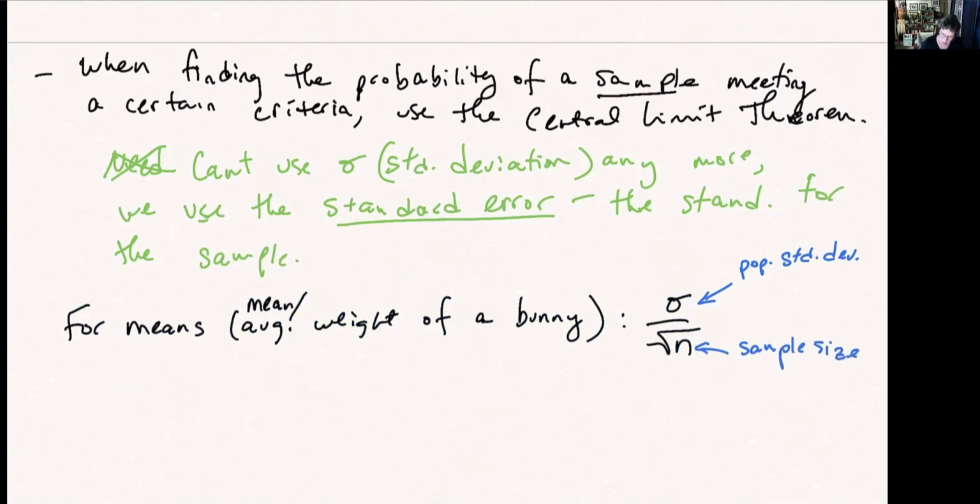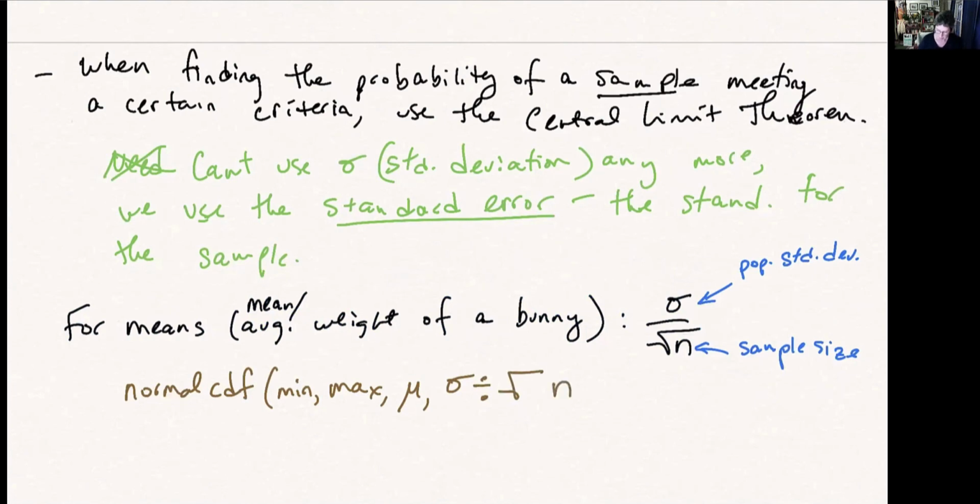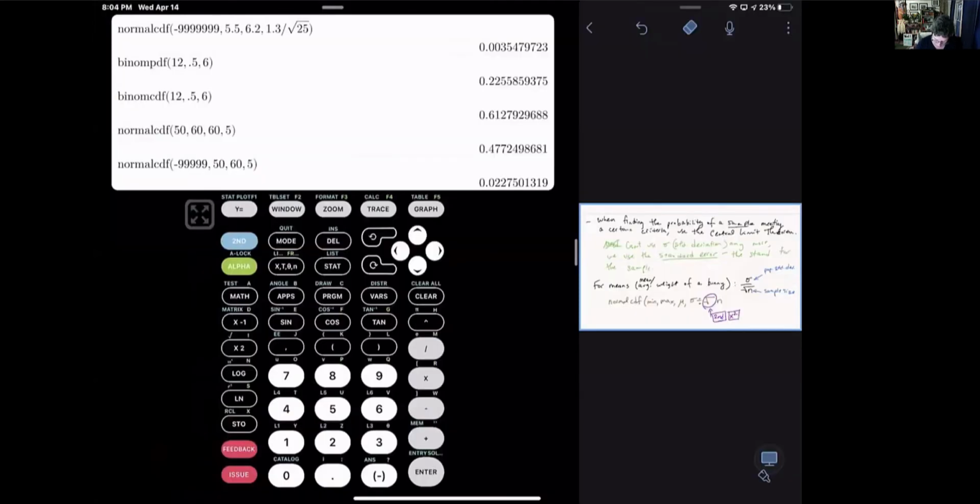So this means what we're going to put in our calculator is normal CDF and still min, max, and the mean, except now instead of the standard deviation, what we're going to put is the standard deviation divided by the square root of n. This square root button, you can find it as second x squared. Let me pull up the calculator. So the square root button is, see, here's the x squared button. I'm going to clear that.